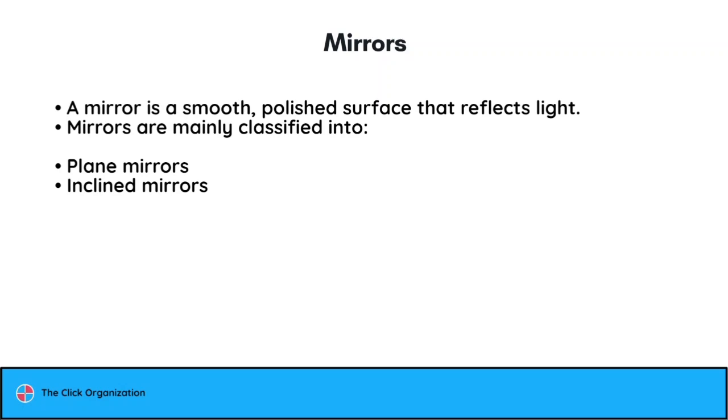Mirrors. Let's get into what mirrors are. Well, a mirror is a smooth, polished surface that reflects light. And the reason mirrors can form clear images is because their surfaces are very smooth. And when light hits a rough surface, it scatters in many directions, as we studied in the previous lesson. But a mirror reflects light in an organized way. Mirrors are mainly classified into two types: plane mirrors and inclined mirrors.